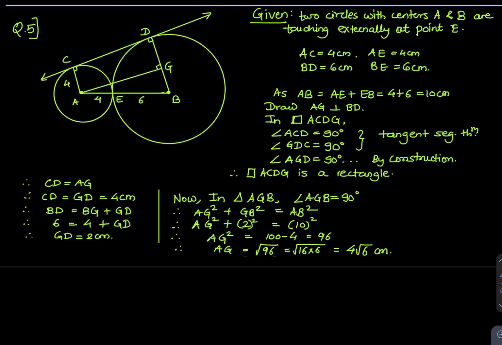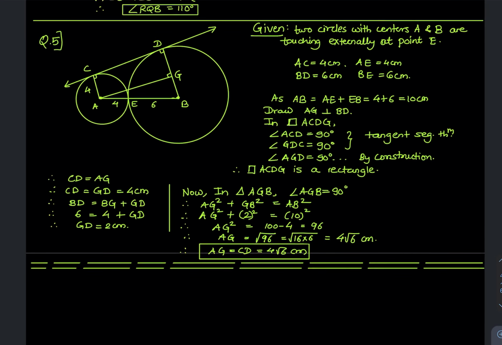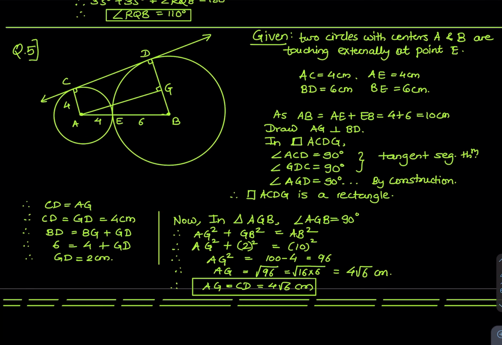So as AG is 4 root 6 centimeters, and we have written here that AG is congruent to CD, CD is also 4 root 6 centimeters. So 4 root 6 centimeters is the answer. So here is the end of our practice set 3.2.